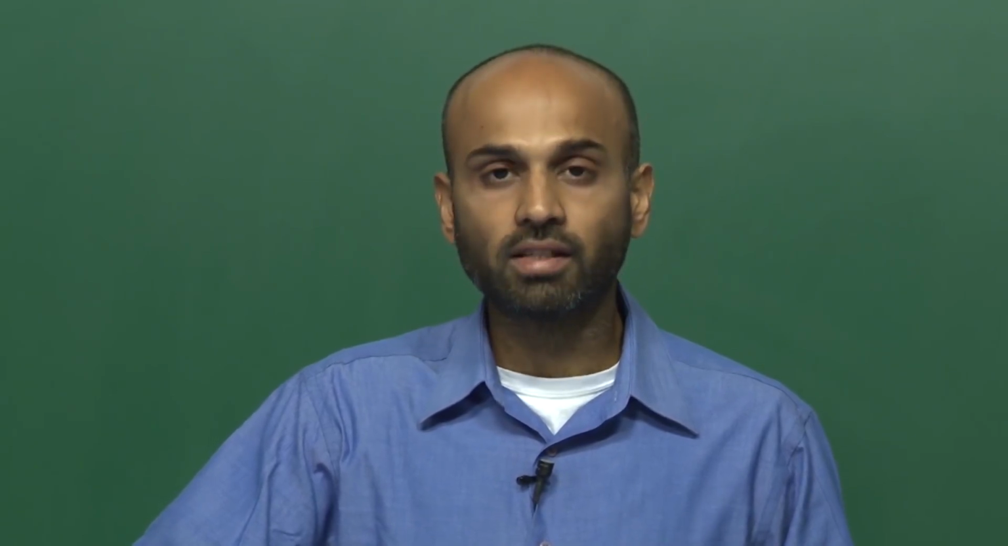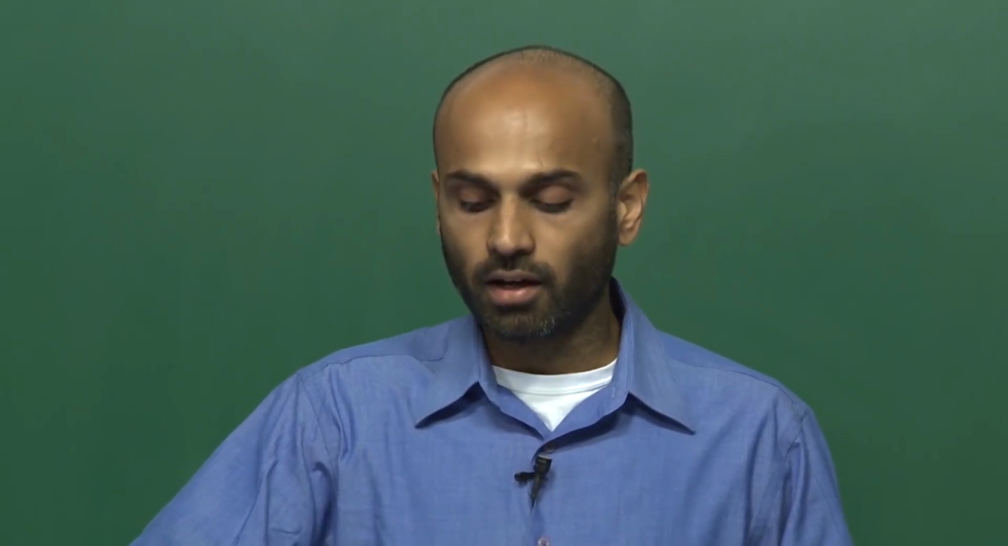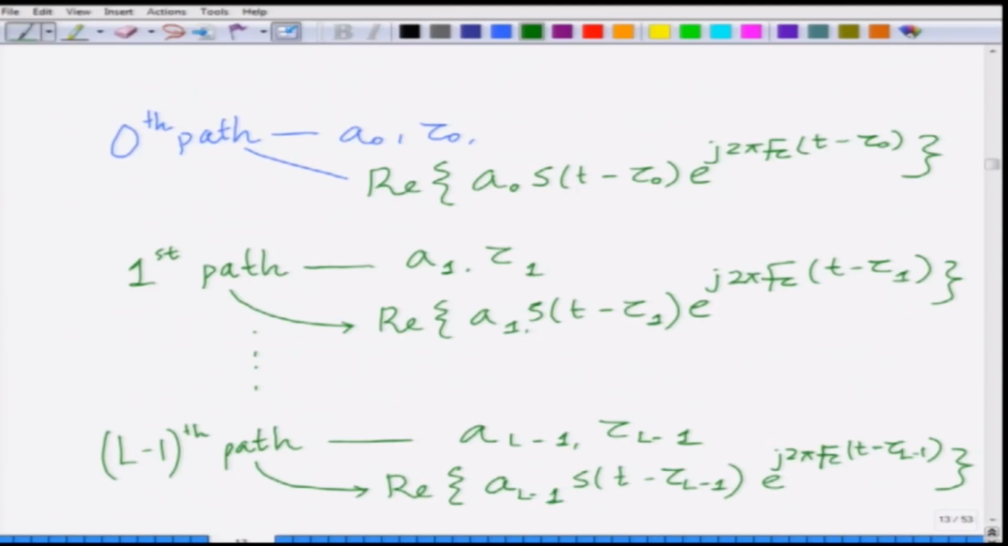Hello, welcome to another module in this massive open online course on the principles of MIMO, OFDM and CDMA wireless communication systems. We had seen in the previous module that there are different multipath components in the wireless communication channel. Therefore, corresponding to the ith path, the received passband signal component is the real part of AI times S of t minus tau I into e to the power of j 2 pi f c (t minus tau I).